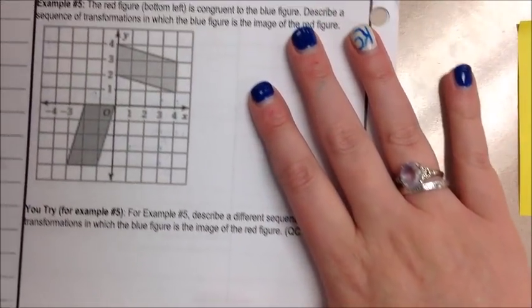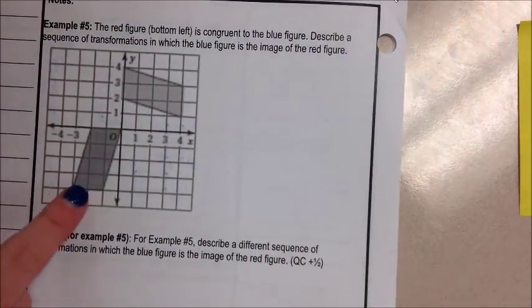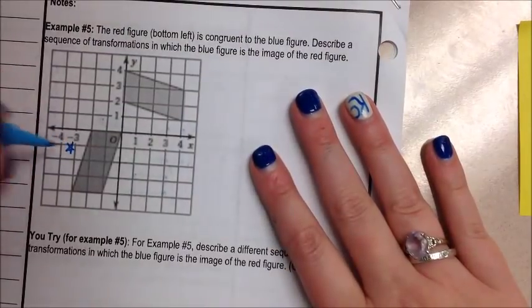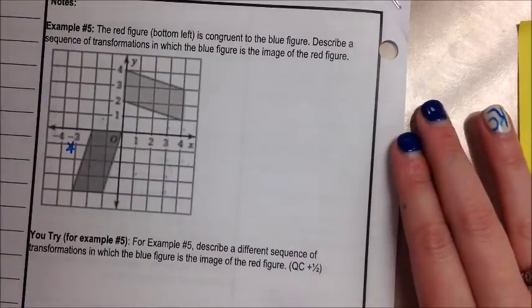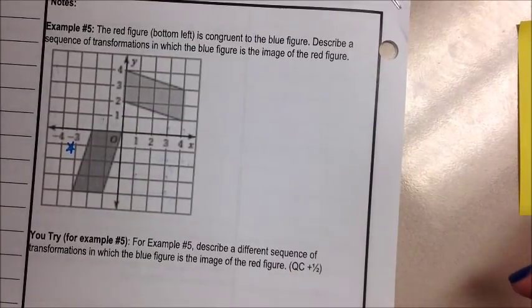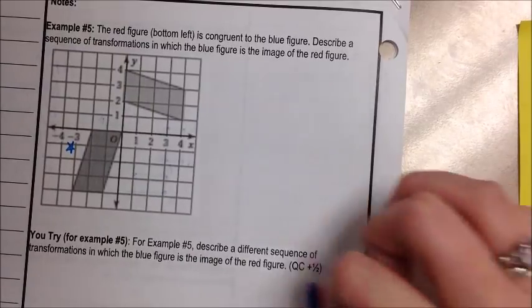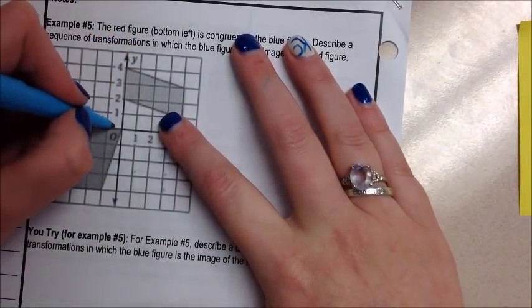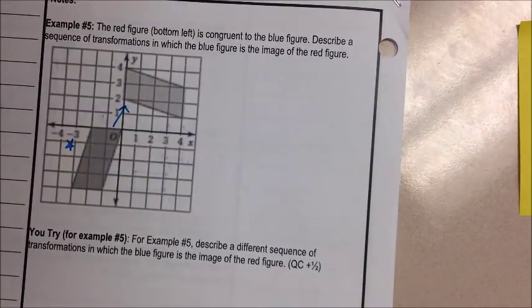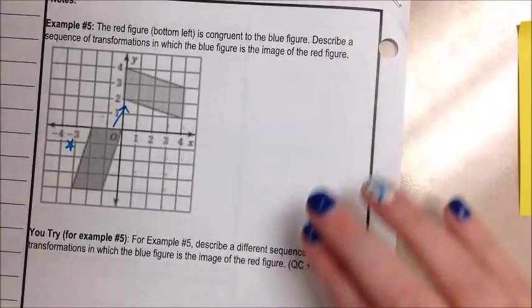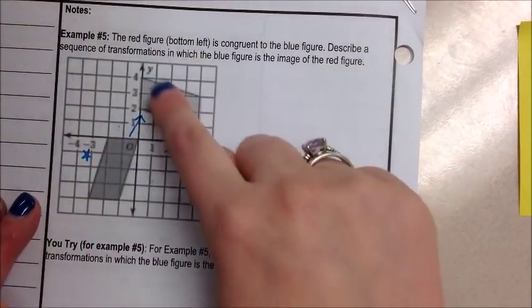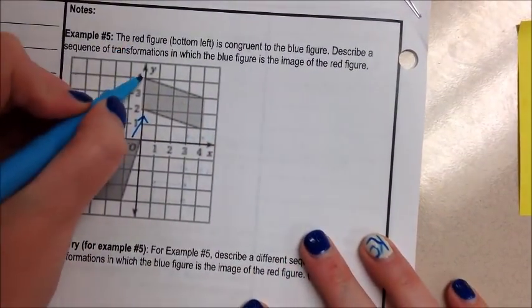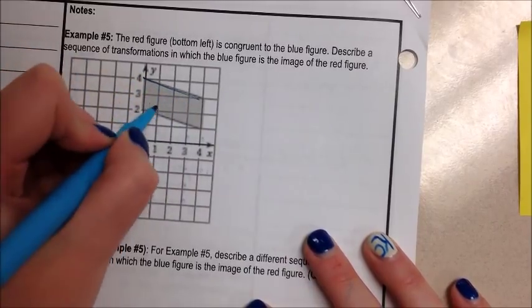Okay, example number 5. The red figure, which is this bottom left, so this is your starting point, is congruent to the blue figure. Okay? Describe a sequence of transformations in which the blue figure is the image of the red figure. Okay, so this is going to be my blue, so I'm going from this to this. Okay, so one thing I can think about is I need to get this figure to be like this. Okay, which means I need it to go from the top down like this.